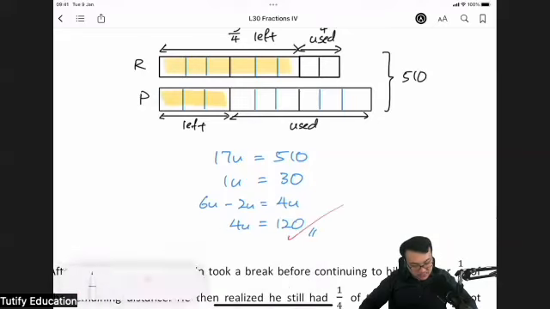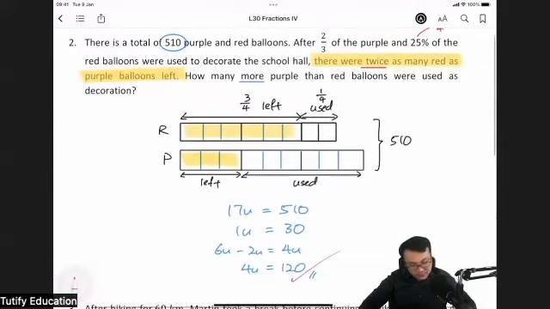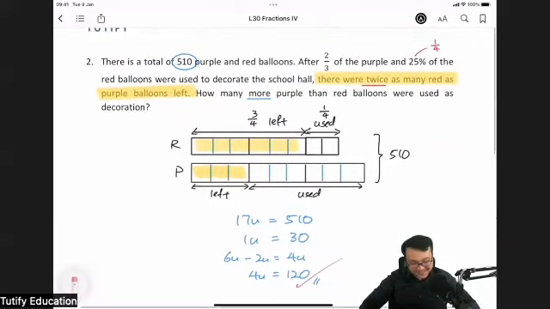Well done, Azim. So what must you be careful of here? They're asking you for more. Some students never read properly. Then they think, oh, how many purple balloons were used? Then they give the answer 6 units. And this is immediately wrong. So you must read properly, okay?